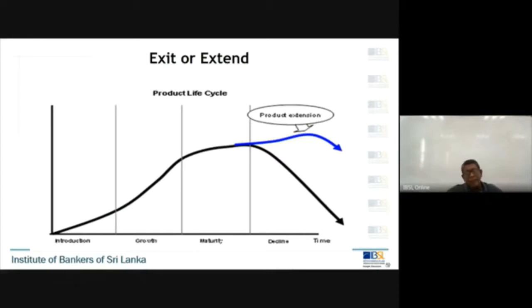For that, banks can do a lot of innovative things. An example is product extension. I talked to you earlier about Sunlight. From day one, it has been there. Remember, Sunlight came in the yellow form, and then they said Sudu Sunlight, then color, then Sudu with different sizes, but it's the same product.